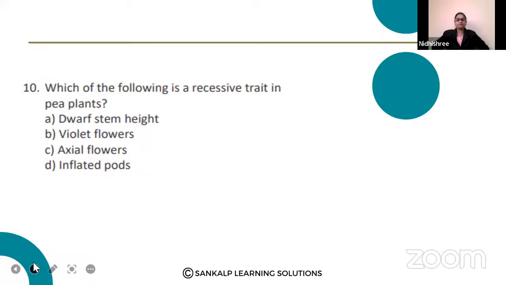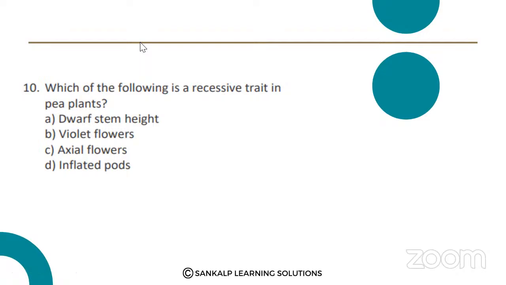Recessive trait, which one? Option A, ma'am. Dwarf stems. Most of them voted for option A, that is dwarf, because violet, axial, inflated, all of these characters are dominant characters. So one of the recessive character is option A, good. Option A, dwarf stem height.